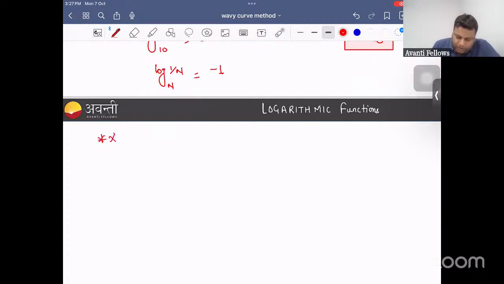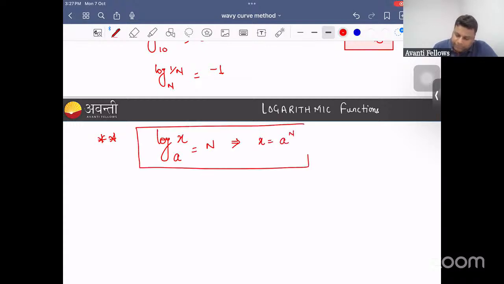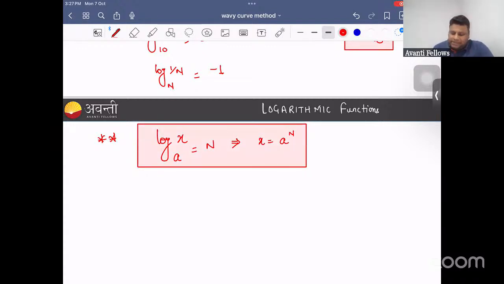So now what did we get from here? Log x base a, if you get it as n, that means this x has been obtained by raising a to the power n. If log x base a is n, that means x is a raised to the power n. Am I correct? Simply x is a raised to the power n.